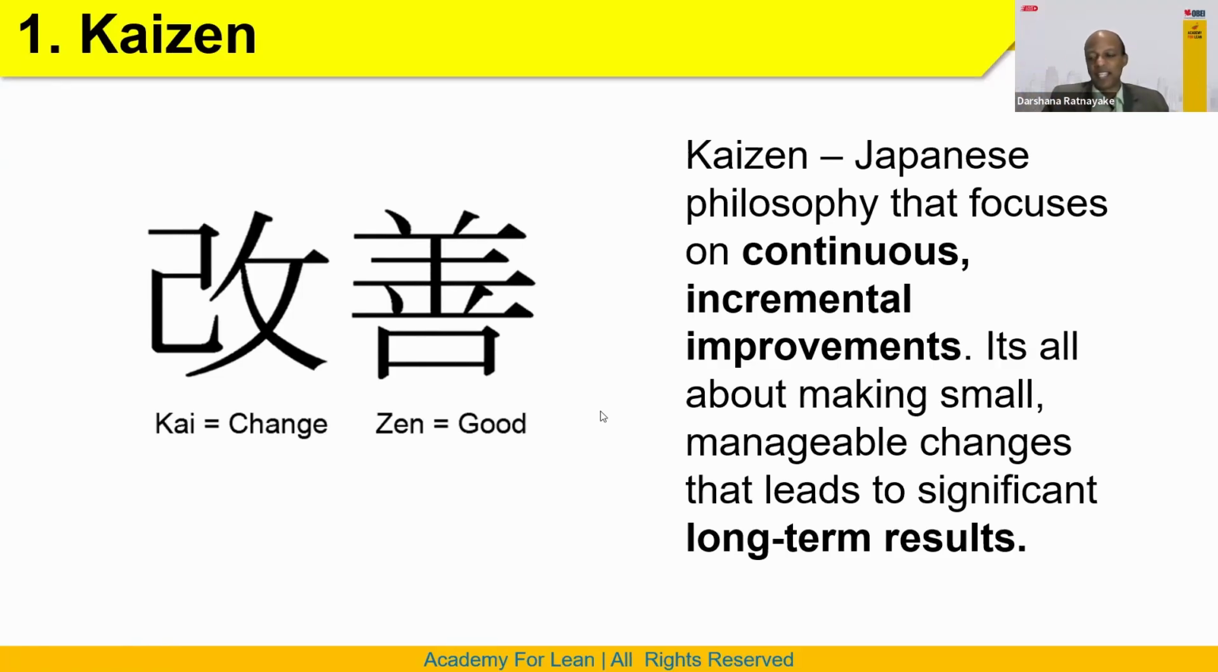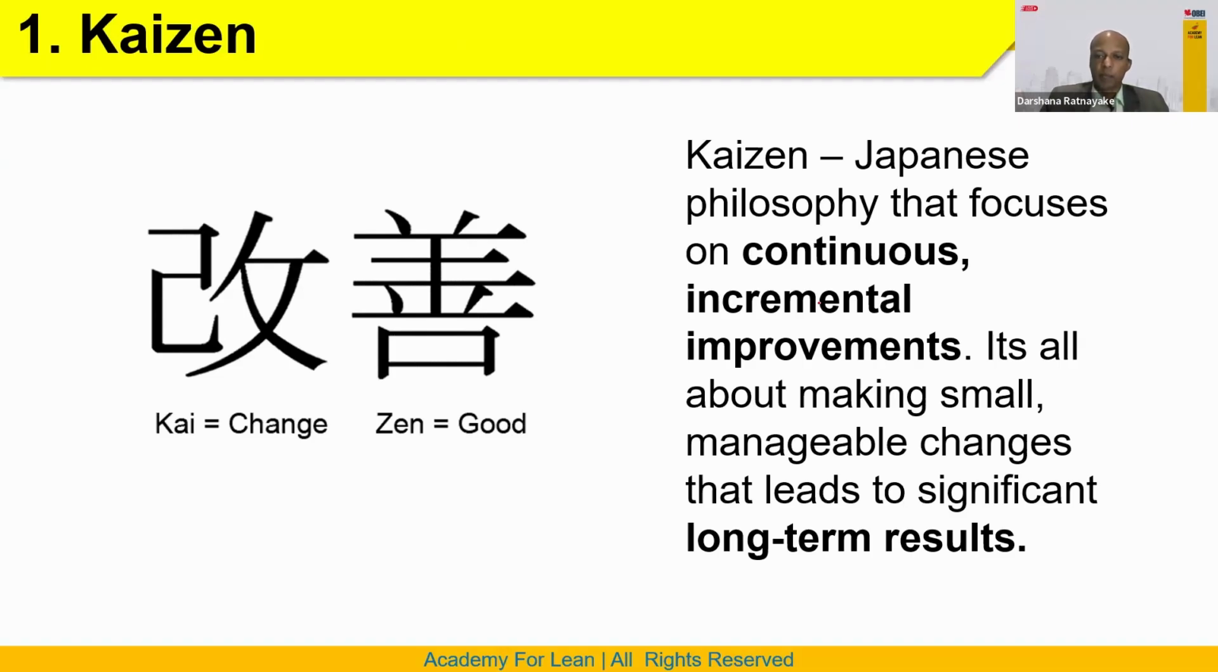If you are definitely in manufacturing, this is the key buzzword of the world. Kaizen is a Japanese word, it came from Japan. Initially it came as a tool, Kaizen was initially discussed as a tool. Then it became not a tool but a philosophy that focuses on continuous incremental improvement.